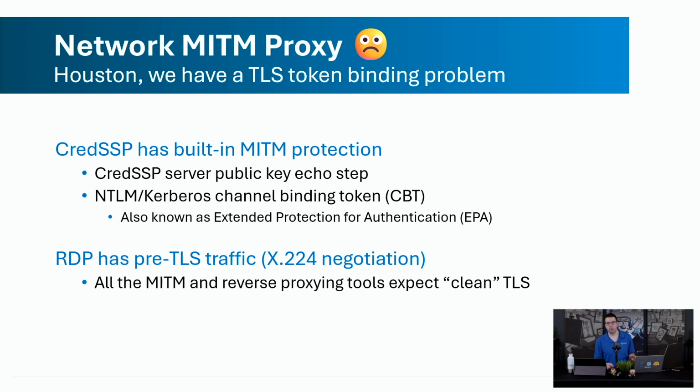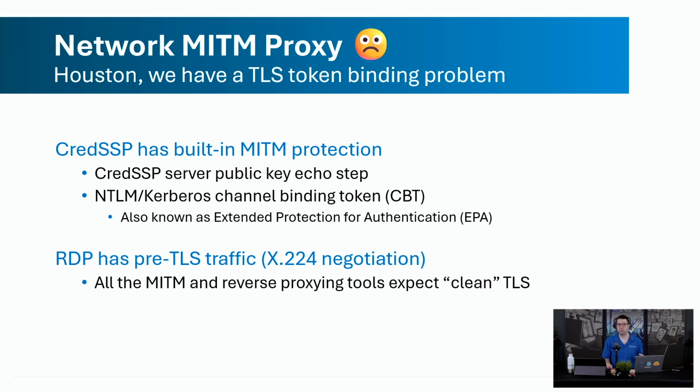Another technique you may have heard about, which may work for a lot of other protocols, not that much for RDP, is: why not make a network man-in-the-middle proxy? The problem with man-in-the-middle proxying is the beginning of the RDP connection sequence. RDP NLA, or CredSSP, has built-in man-in-the-middle protection. So the thing is, it echoes the server's public key. If it changes in transit, even if you trust a certificate, it will detect it and abort the connection immediately. This makes it really hard.